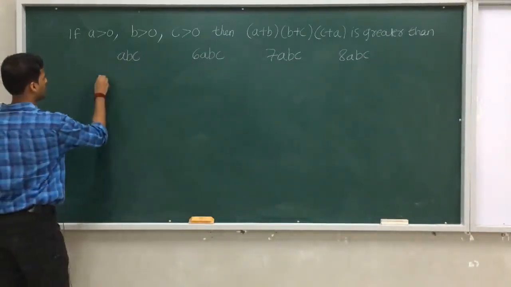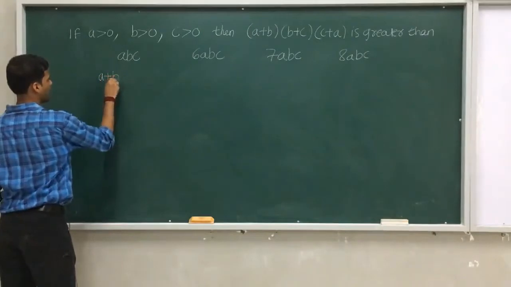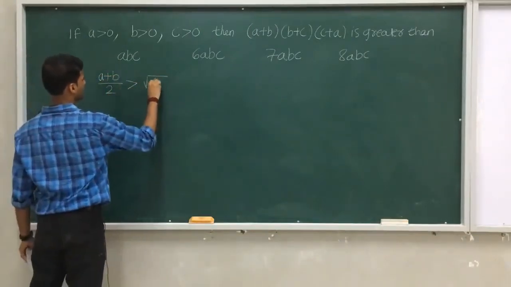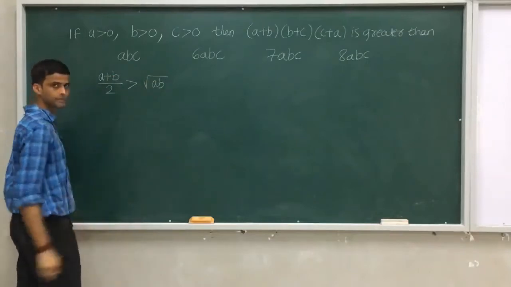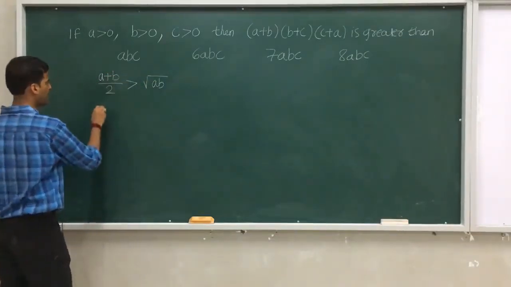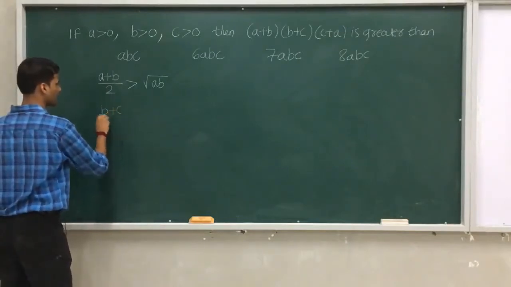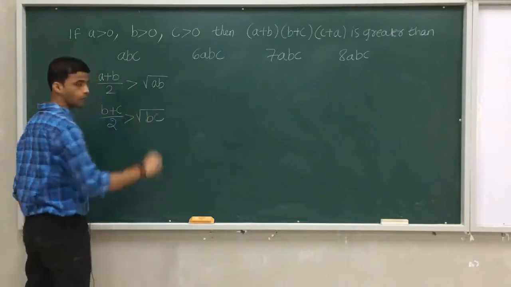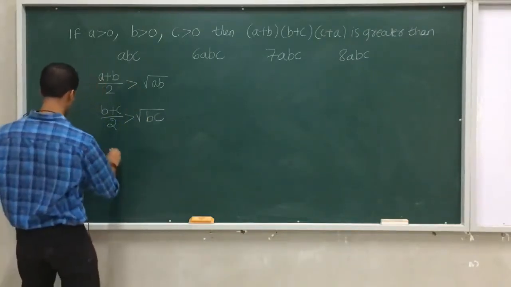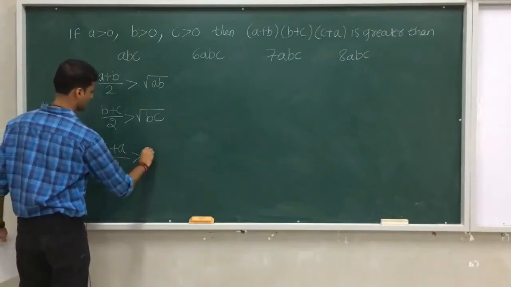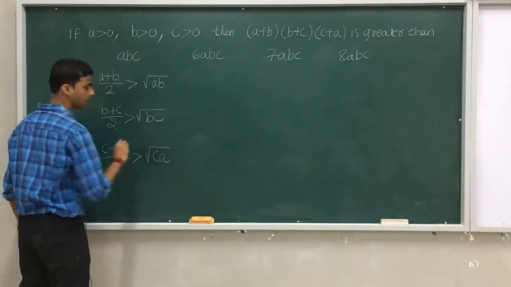So I know that if you take A and B, their arithmetic mean is always greater than root AB. I will avoid greater than or equal to; it may be greater than or equal to. If you take B and C, their arithmetic mean is always greater than their geometric mean, right? If you take C and A, their arithmetic mean is always greater than the geometric mean.